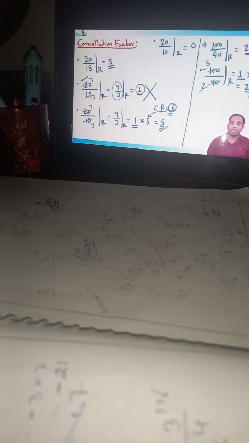Now see some good remainder questions with this concept. Suppose the question here is 7 raised to 777 divided by 28. What is the remainder? This question becomes tough if I don't cancel the common factor. But as soon as I cancel it, this question becomes very easy.